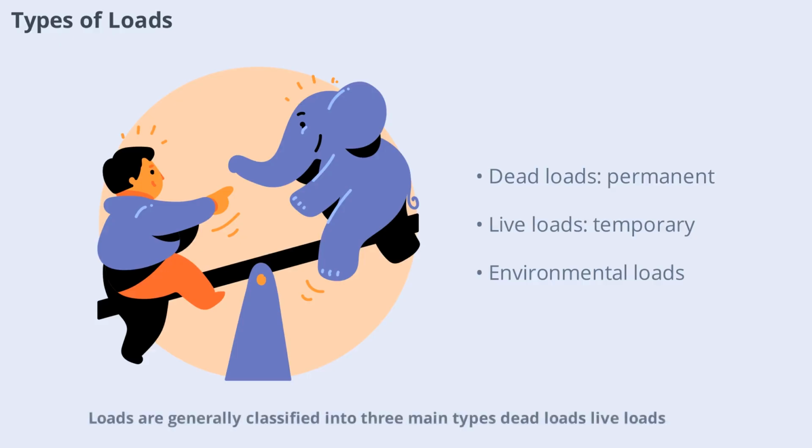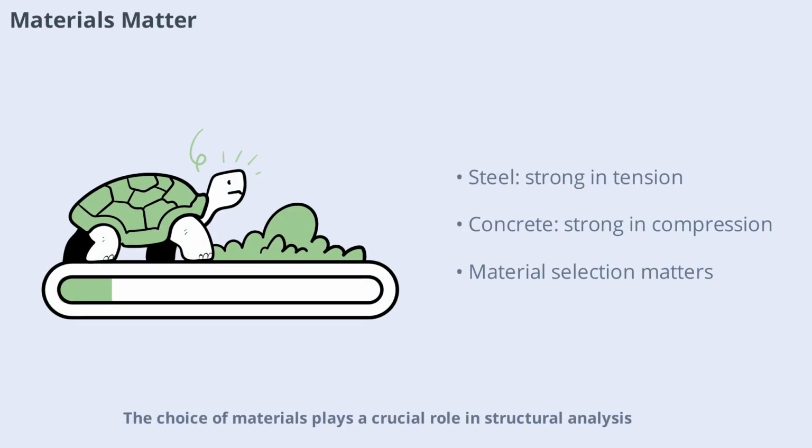Loads are generally classified into three main types: dead loads, live loads, and environmental loads. Dead loads are permanent, like the weight of the structure itself. Live loads are temporary, such as people or furniture. Environmental loads include wind, snow, and earthquakes. Each type of load affects structures differently, and engineers must consider all of them during analysis to ensure safety and performance.